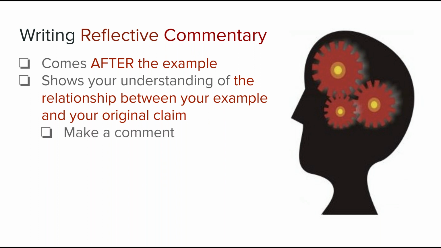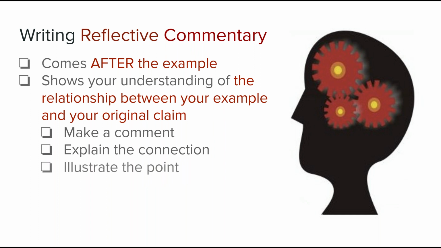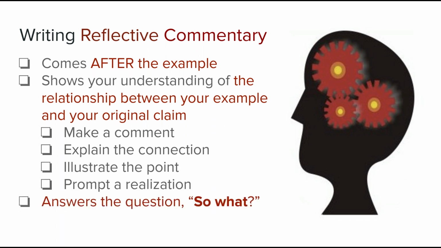So you can make a comment about the evidence. What does it show you? What do you want the reader to see about it? You could explain the connection, how the evidence explicitly brings the reader back to your overall assertion about Tim Burton's cinematic style. You could explain to us how the evidence illustrates the point that you're trying to make. You could challenge the reader to realize something based on your evidence. In effect, the reflective commentary answers the question, so what? I give you this evidence, so what? You have to answer that question.